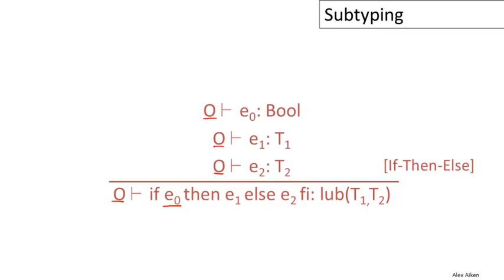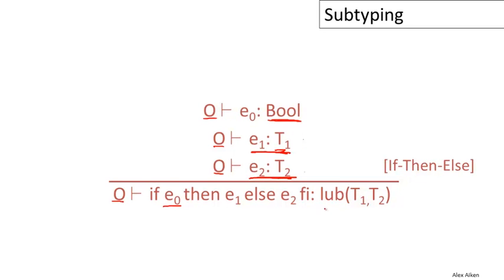Now the predicate of the if then else, E0, should have type bool, because that's our decision whether we're going to take the true branch or the false branch. But then the two branches can have different types. E1 just has to have some type T1 and E2 just has to have some type T2. Notice again what this is saying: E1 and E2 do have to type check. They have to be type correct, but we don't care what the type is. The type can be anything.